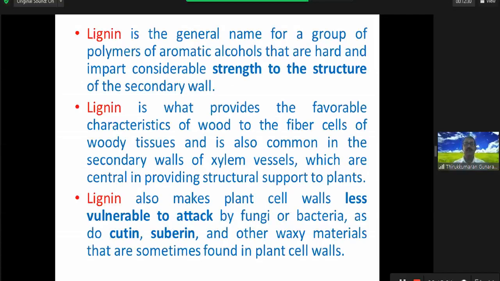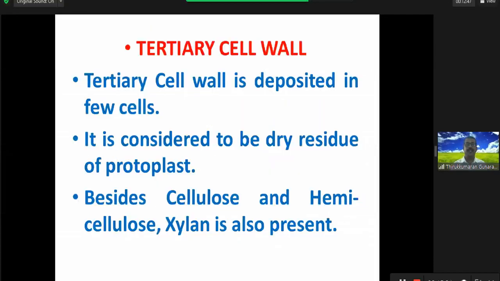It's okay. Lignin also makes the plant cell walls less vulnerable to attack by fungi or bacteria. It will give resistance, as do cutin and suberin. Another, okay, this one you can mention. Then the tertiary cell wall. Tertiary cell wall is deposited in the pure cells. It is considered to be the dry residue of the protoplast. Besides cellulose and hemicellulose, xylan is also present.